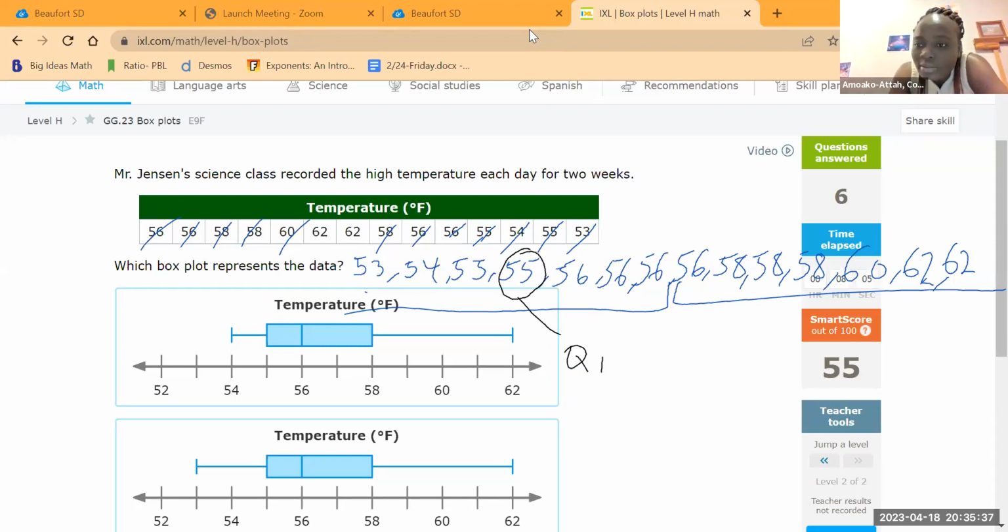Okay, then we come here. 1, 2, 3, halfway, 1, 2, 3, halfway. The middle number is here. So this will be your Q3.